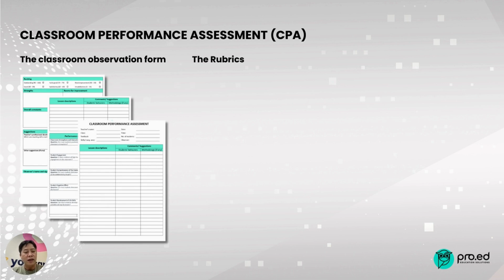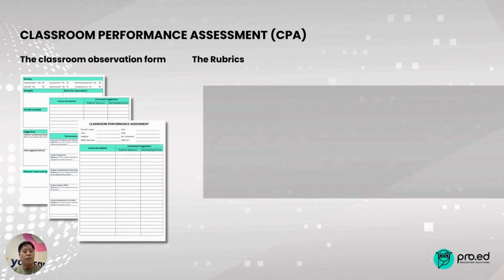So this is the first thing, CPA, Classroom Performance Assessment, which includes the classroom observation form and the rubrics. With the classroom observation form, you can see that there are 3 pages, right? We can do the observation note right here on the paper form, or we can also put it in a computer platform. We can do it automatically.